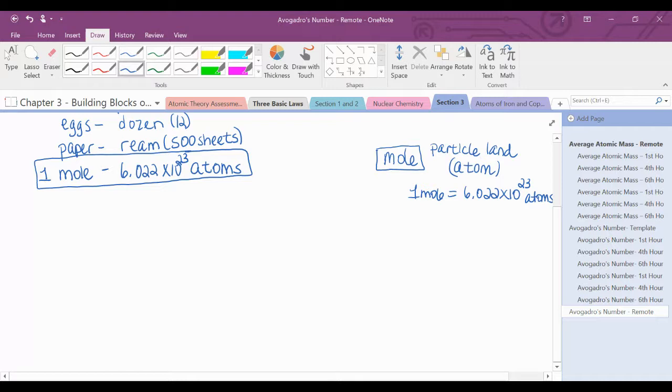All right, so here's my problem number 1. I would like to know how many moles of carbon are in 2.25 times 10 to the 22nd atoms of carbon.